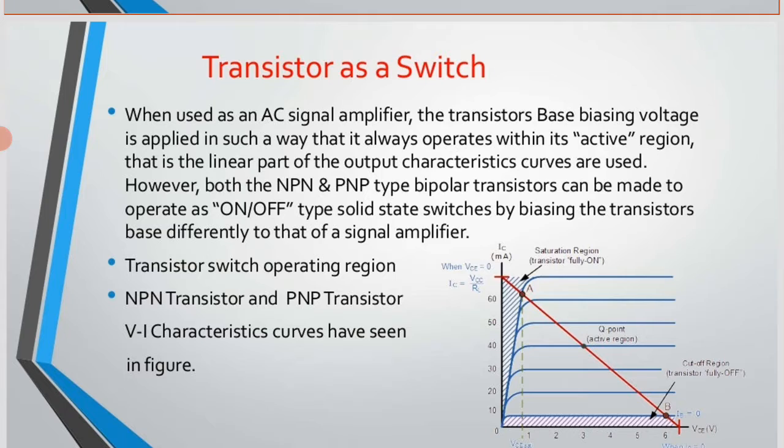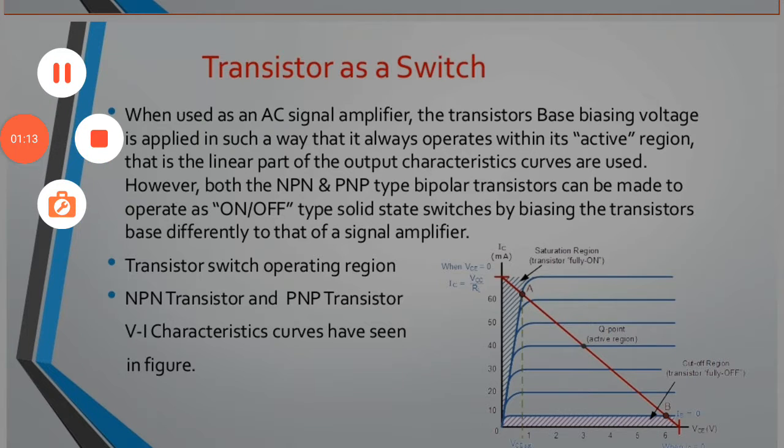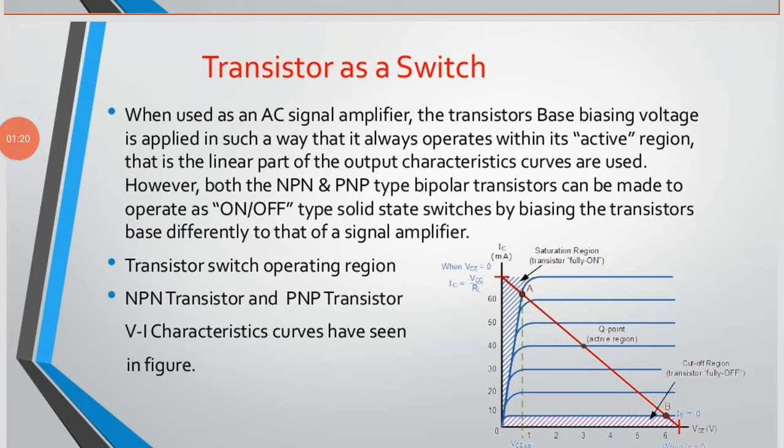How does the transistor act as a switch? When used as an AC signal amplifier, the transistor base biasing voltage is applied in such a way that it always operates within its active region. That is, the linear part of the output characteristics curve is used. However, both NPN and PNP type bipolar transistors can be made to operate as on or off type solid state switches by biasing the transistor base differently to that of a signal amplifier.